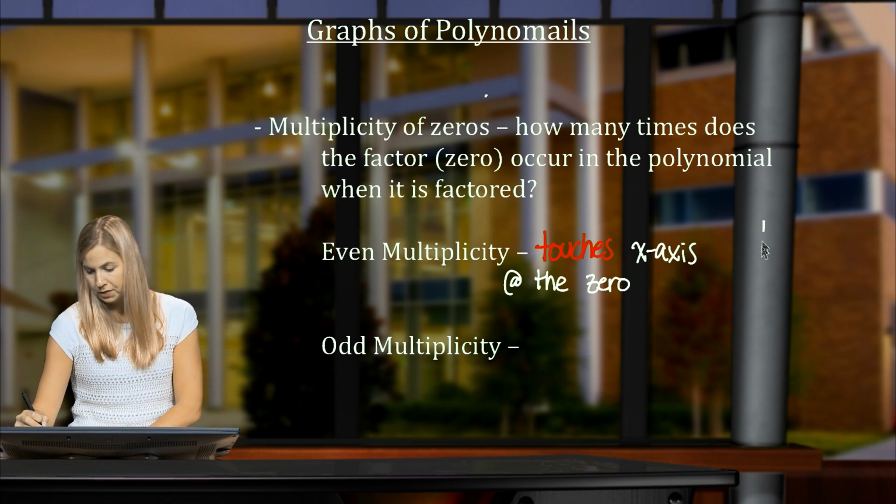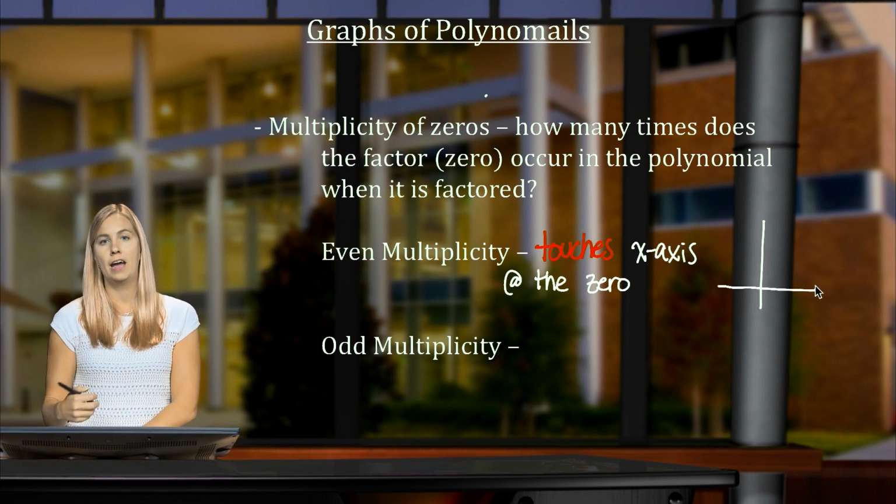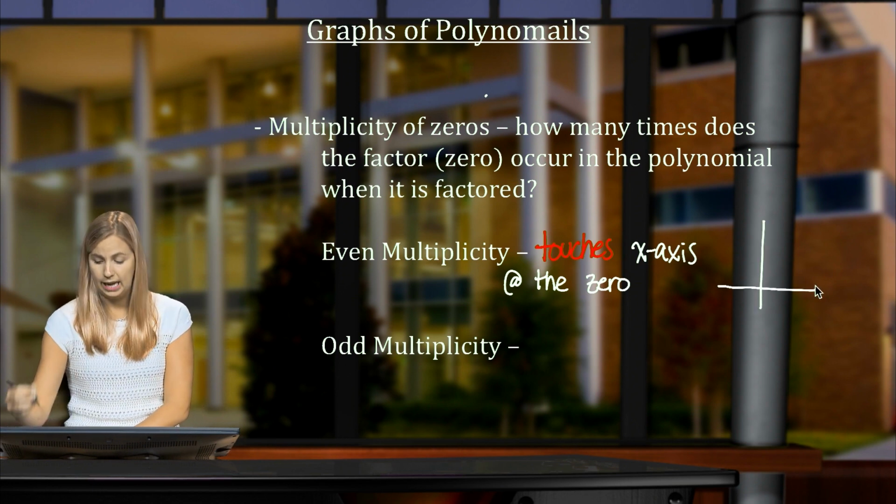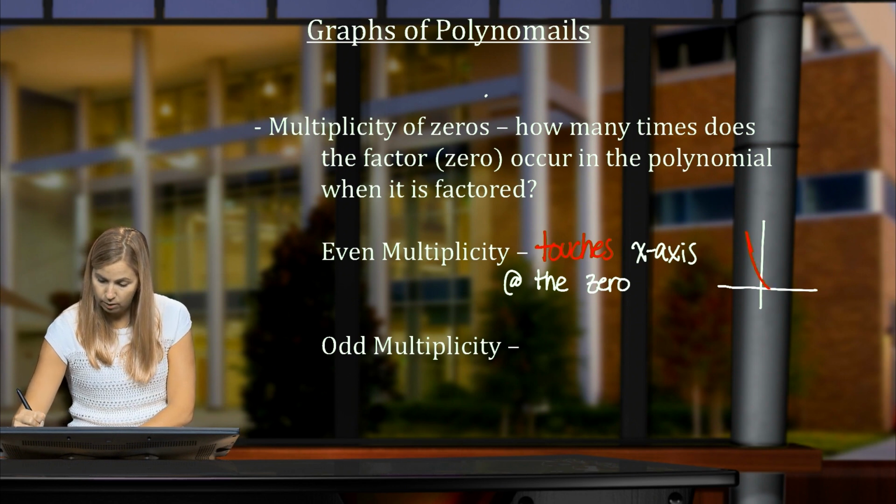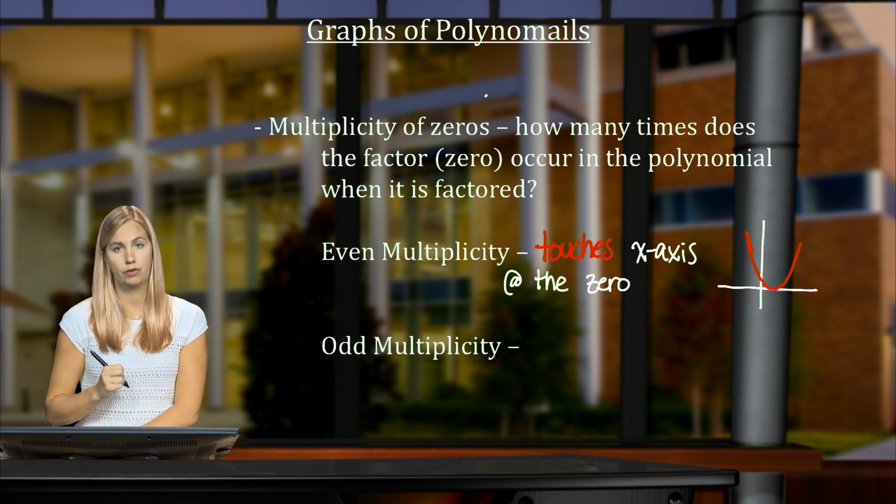So if I think about what that looks like, if I have an x-intercept that just touches the x-axis, it's going to come down, touch the graph, and then turn around.